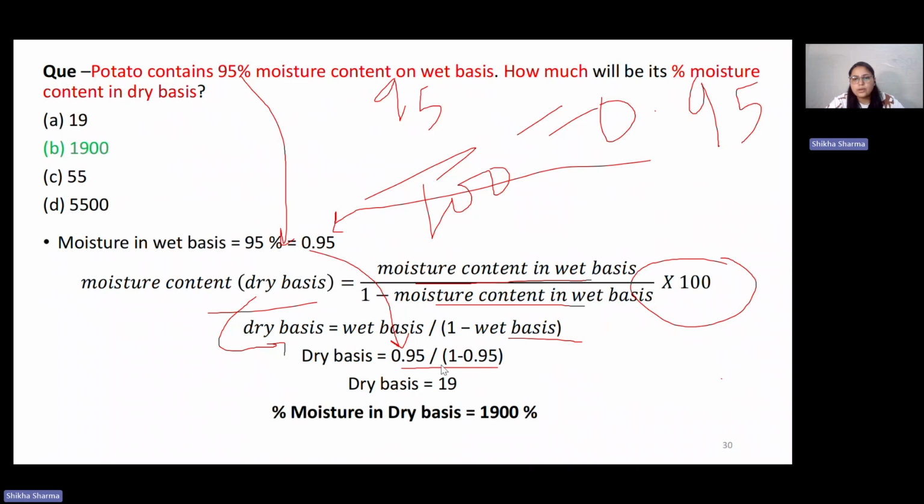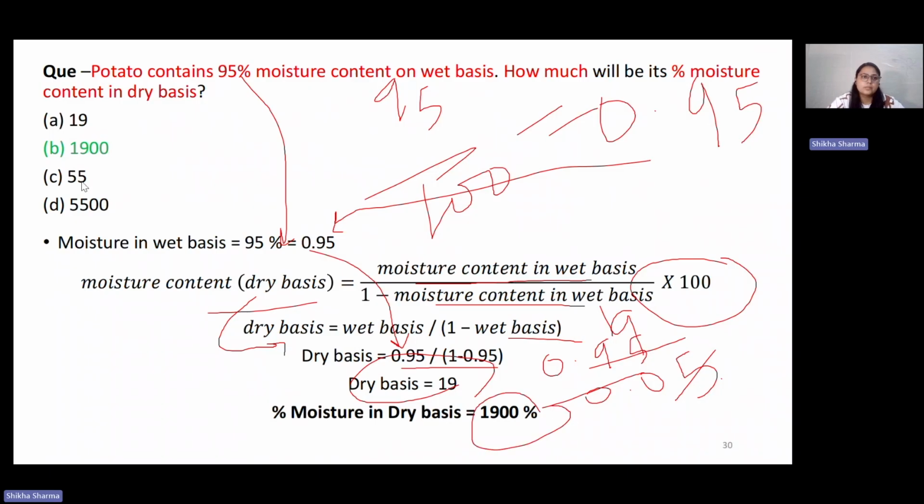So 0.95 divided by 1 minus 0.95, which is 0.05, right? So it will be around 19. If we convert into percentage, multiplying by 100, it is 1900 percent. Okay, so B is correct here, 1900.